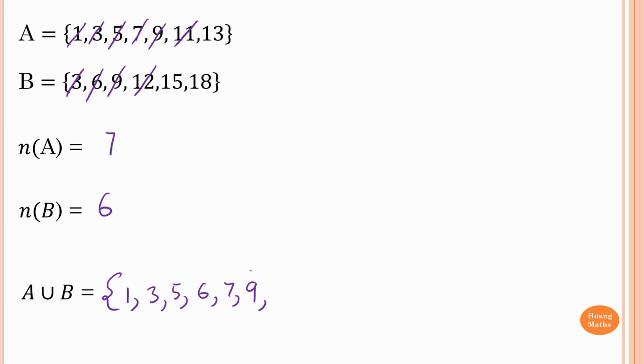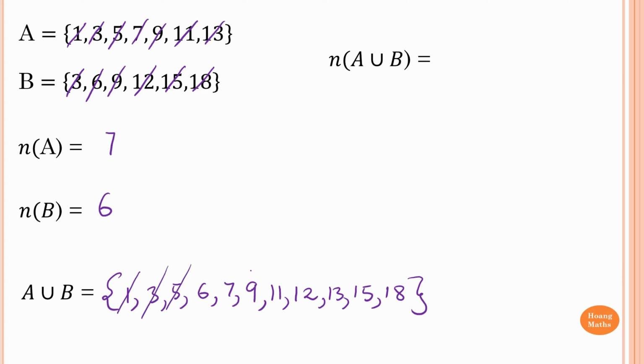11, 12, 13, 15, and then 18. There you go. Number of elements in A or B. How many do we have? 1, 2, 3, 4, 5, 6, 7, 8, 9, 10, 11. So we have 11 elements in A or B.